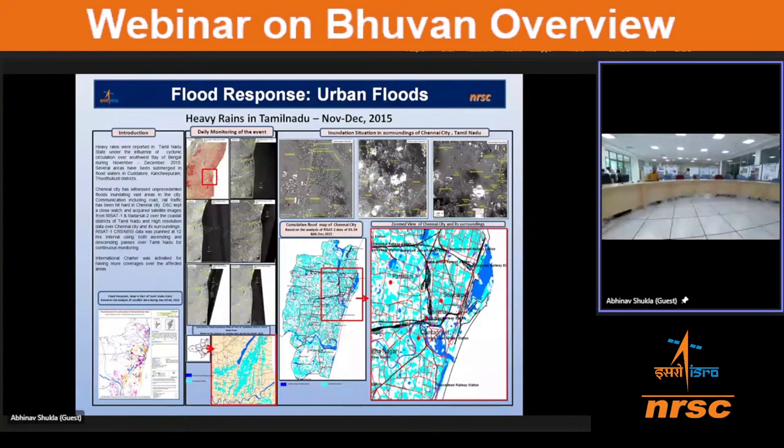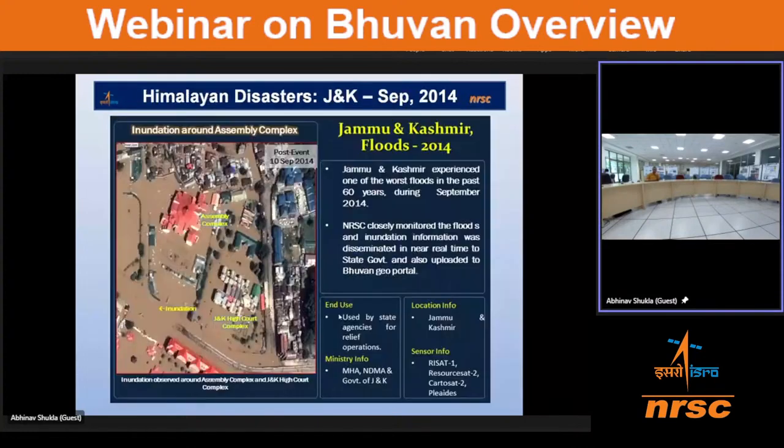This was a one-of-its-kind study, and since not a lot of ground assessment was done, it was called an experimental product in the beginning when it was sent. Later on, people realized that our assessment was quite accurate to the ground reality. Thereafter, high resolution data is also useful at times after the clouds have receded. And in this image, you see the kind of floods that impacted Jammu and Kashmir. This is a very posh locality where the assembly complex and high court are situated.